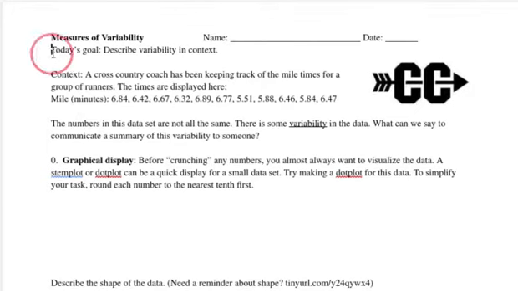The goal of this lesson was to describe variability in context. So variability meaning, if you look at these mile times in this context, the numbers are not all the same. The runners came in at different times. So rather than trying to describe a typical runner, which was a previous goal using measures of center, this time we wanted to be able to describe how different they are, so measures of variability. So we'll look at some classic measures of variability in this lesson.